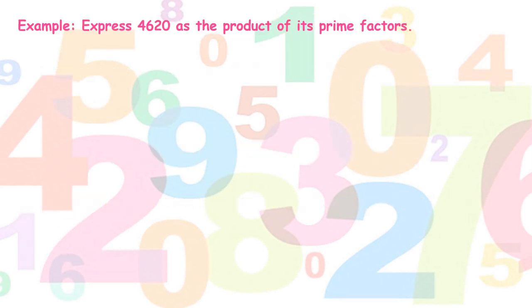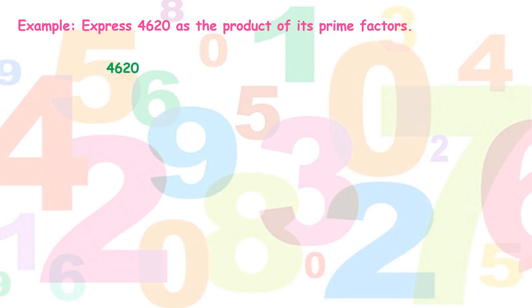Now we come to the example: express 4620 as the product of its prime factors. You remember we learned two methods of factorization. One was the factor tree and the other was the repeated division method. So we will find the prime factorization of this number by the repeated division method.